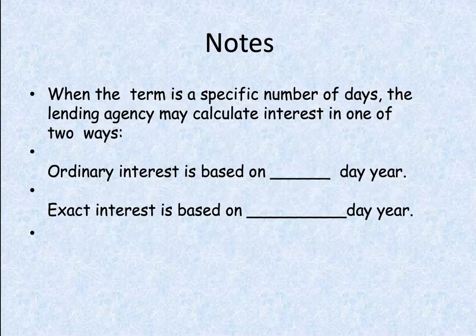On your notes, when a term is a specific number of days, the lending agency may calculate interest in one of two ways. Ordinary interest is based on a 360-day year, and exact interest is based on a 365-day year. Please fill those in on your notes.